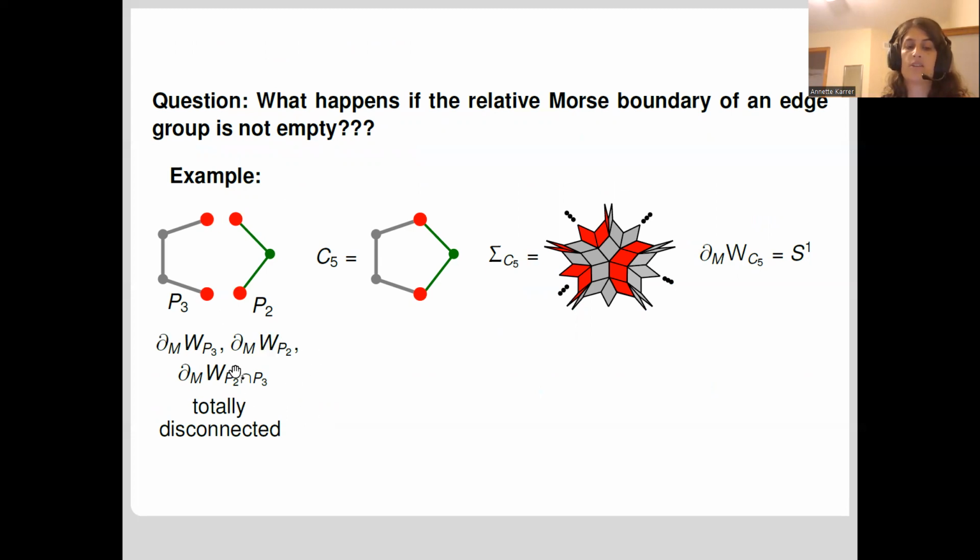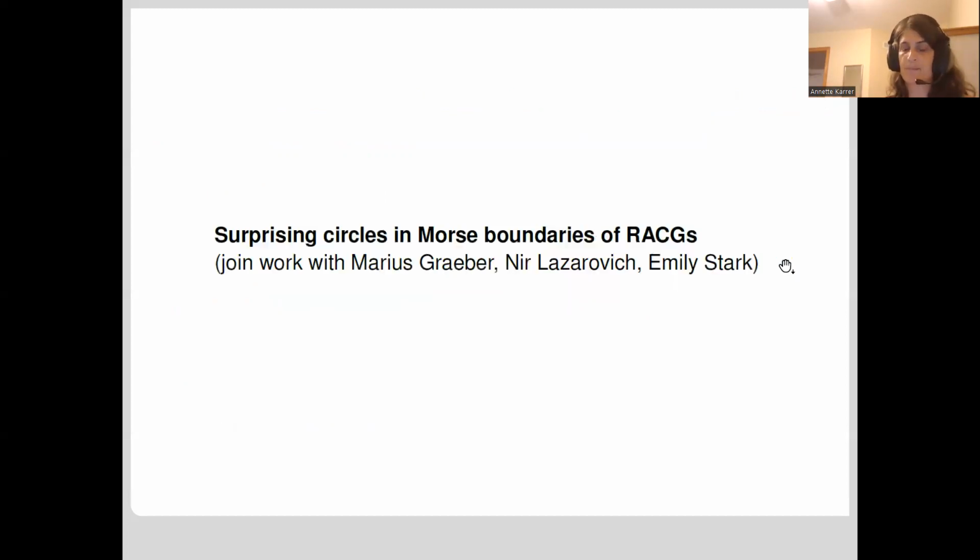Here, all these right-angled Coxeter groups have Morse boundaries which are totally disconnected. But if we now do that gluing so that we get this 5 cycle here, the Davis complex is quasi-isometric to the hyperbolic plane, and the Morse boundary is a circle. So we started here with totally disconnected Morse boundaries and end up with a connected Morse boundary. This brings us now to surprising circles in Morse boundaries of right-angled Coxeter groups.